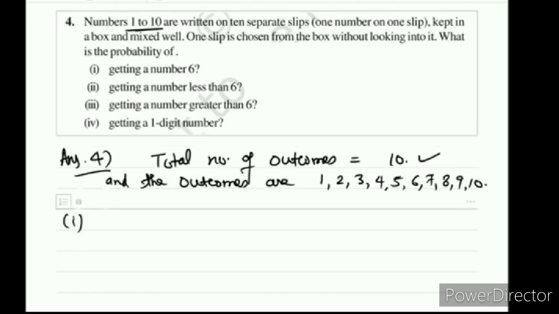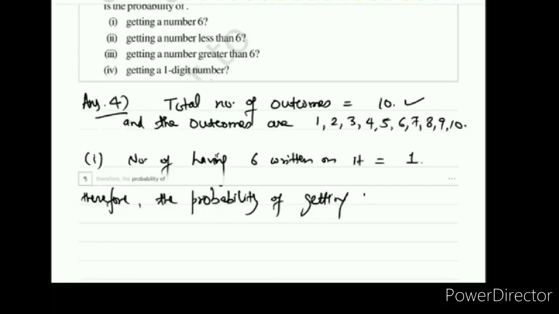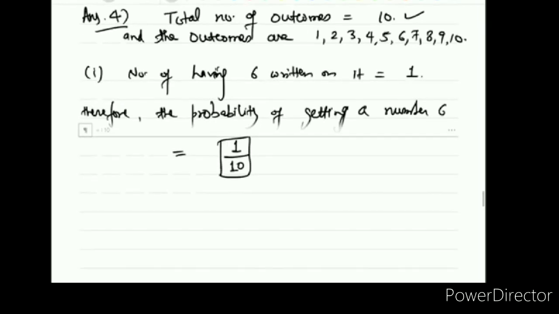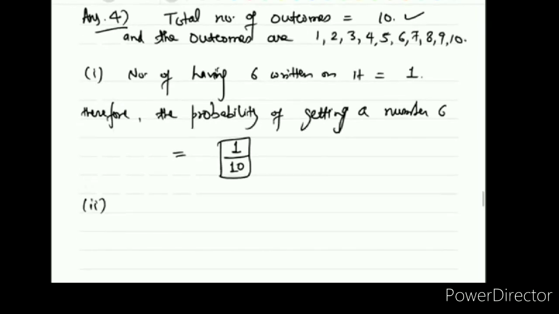First part of question, getting a number 6. How many slips have number 6? Yes, only one slip. Number of slips having 6 written on it. Here the word slip is missing, you add it. Number of slips having 6 written on it is equal to 1. Therefore, the probability of getting a number 6 is equal to 1 by 10. Understood? Total number of outcomes should be in the denominator.